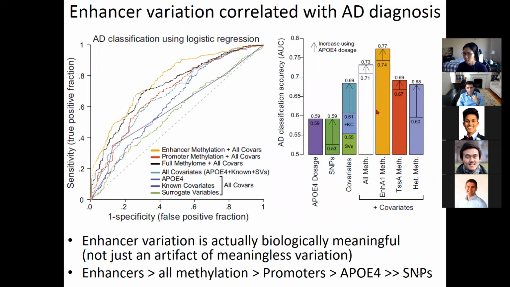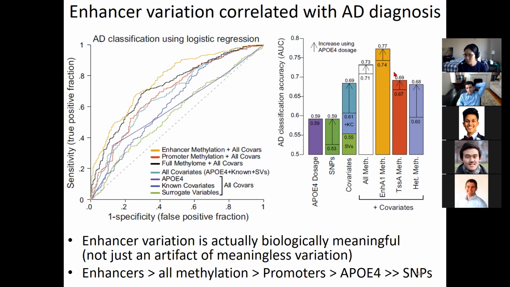And then lastly, you can ask, what is the variation in methylation and how does that relate with the specific disease diagnosis? In this particular case, if you look at the ability to classify Alzheimer's versus non-Alzheimer's individuals based on the level of methylation in a region, you see that those probes that sit in enhancers are much more predictive of Alzheimer's, and those probes that sit in promoters are much less predictive of Alzheimer's.